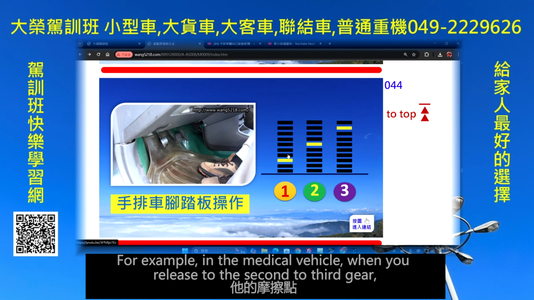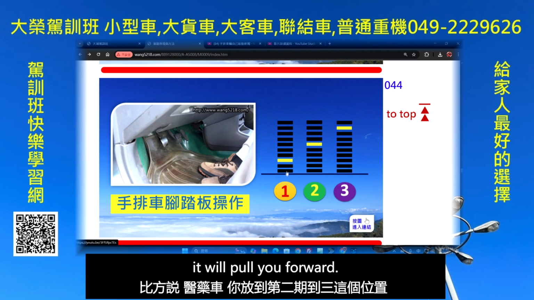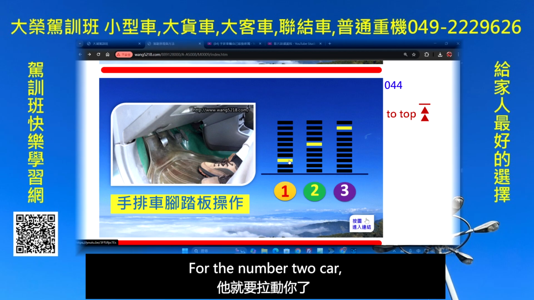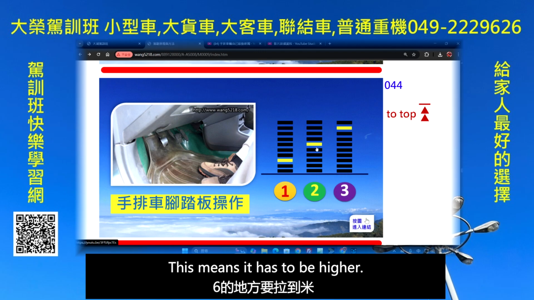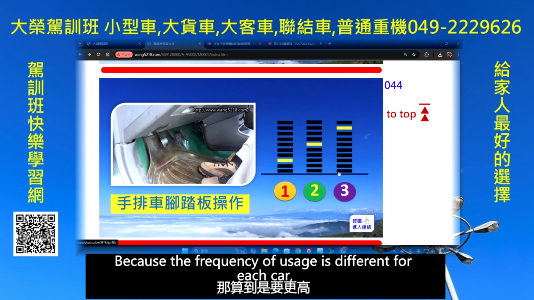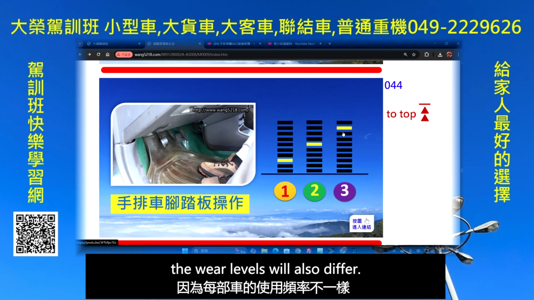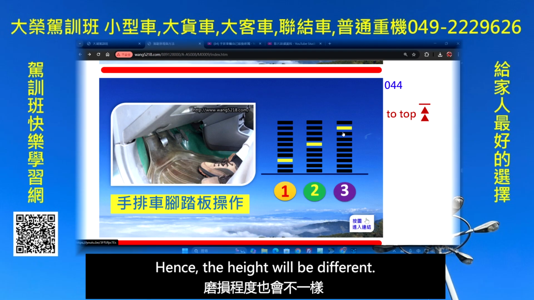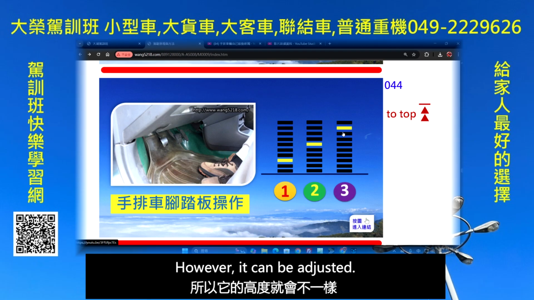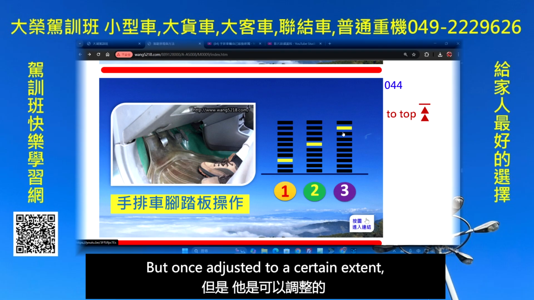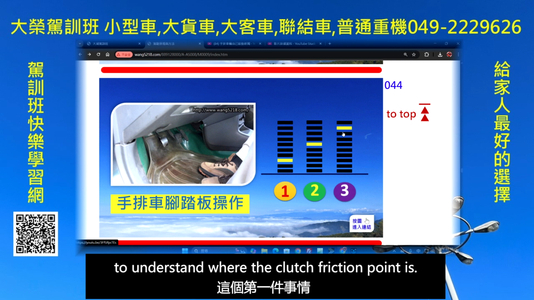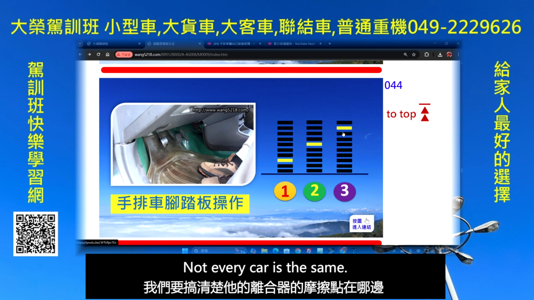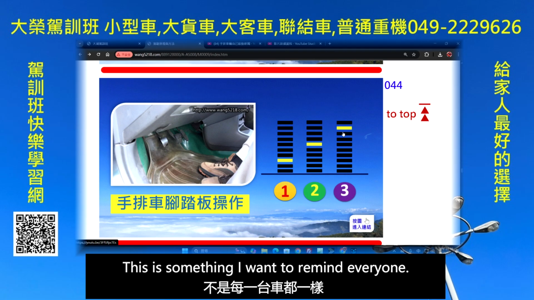For example, in the vehicle, when you release it will pull you forward. For the #2 car, it must be released to the 6th before moving. To reach the 6 mark, you must pull it to the limit. This means it has to be higher, because the frequency of usage is different for each car. The wear levels will also differ. Hence, the height will be different. However, it can be adjusted. But once adjusted to a certain extent, it cannot be changed anymore. So when driving a manual, the first thing is to understand what clutch friction is. Not every car is the same. This is something I want to remind everyone.